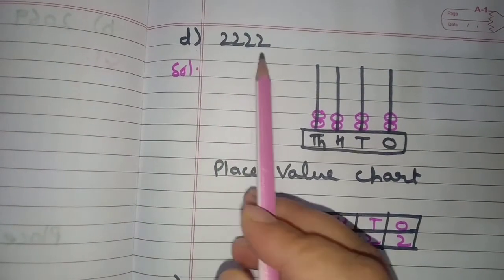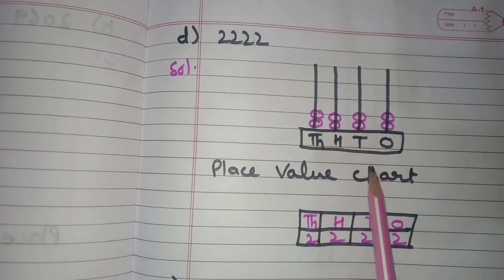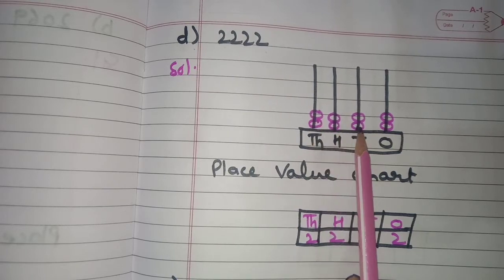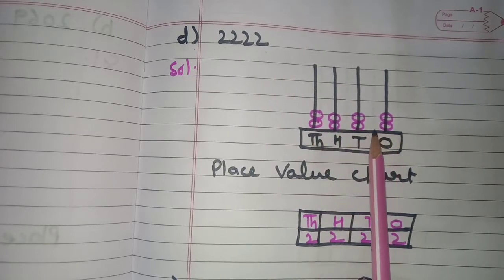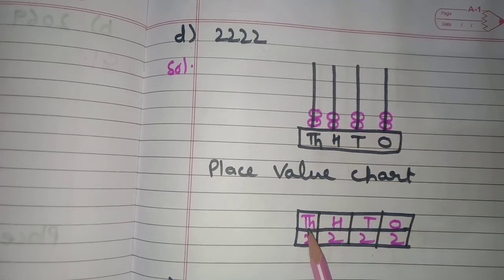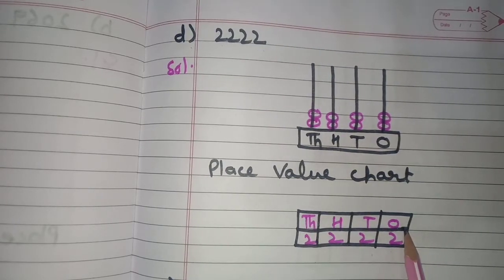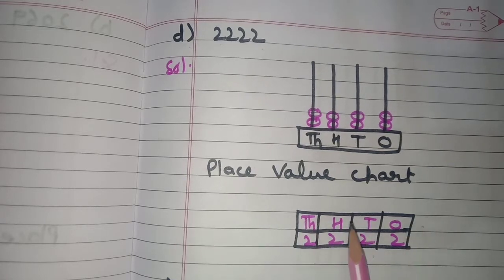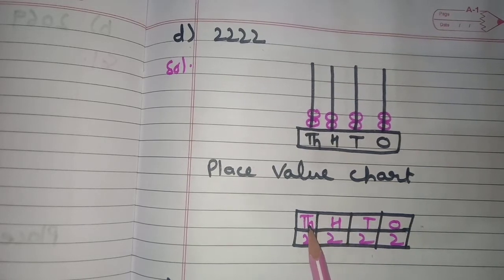Now next is part D, 2222. So we have to draw the abacus up to thousands place, and on every spike we have to draw 2 beads, and then we will make the place value chart. We have to mention the places up to thousands. Whenever we have to write the places, we must start from the right side, and whenever we have to read the number, we have to start from the left side. So ones, tens, 100, 1000.